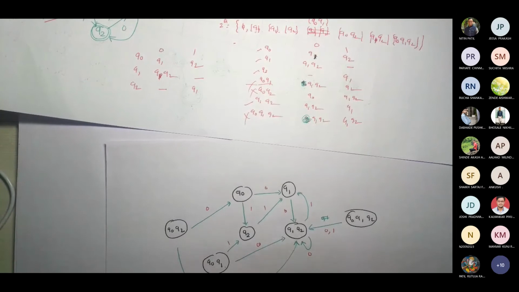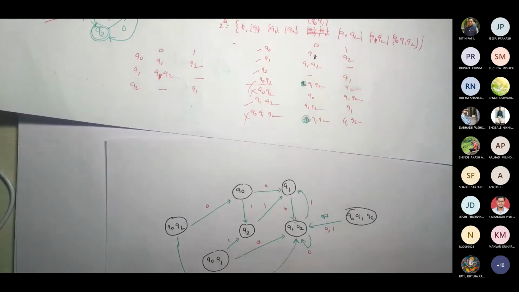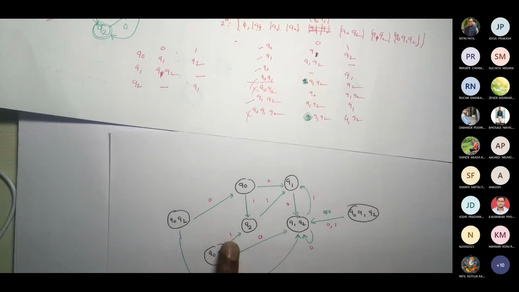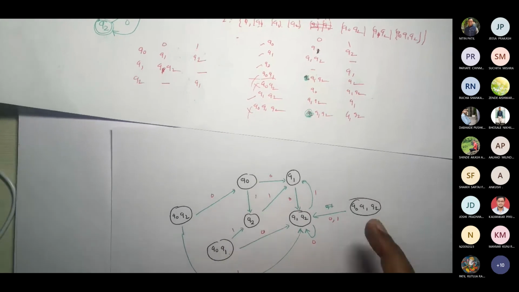So are you getting something like this? Maybe the representation or the positions of states may change, but try to see the number of transitions. 1, 2, 3, 4, 5, 6, 7, 8, 9, 10. 3, 4, 5, 6, 7, 8, 9, 10, 11.